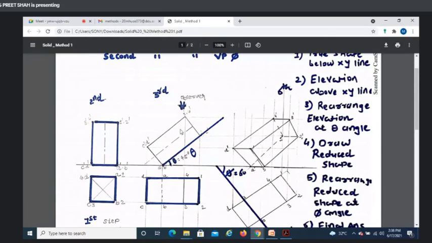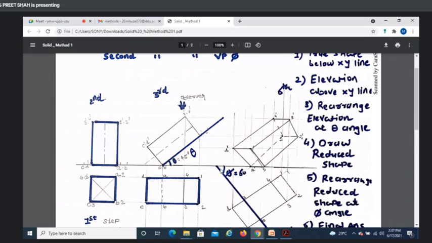Now third, you have been given an inclination with respect to the HP plane. For example, a square prism is inclined to the HP plane by 45 degrees. What will you do? You will first draw the 45-degree inclination line, then rearrange your elevation part. So in the third step, you draw the inclination line at theta degrees, then rearrange your elevation. Understand?